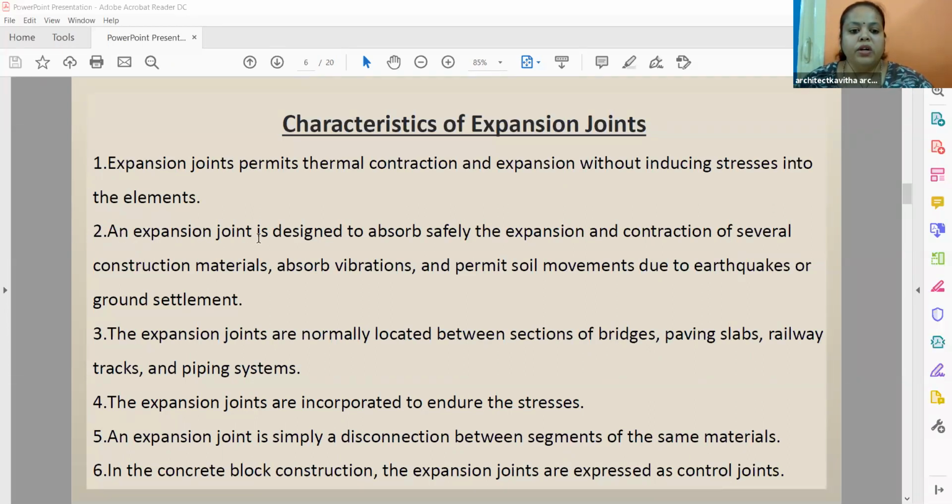An expansion joint is designed to absorb safely the expansion and contraction of several construction materials, absorb vibration, and permit soil movement due to earthquakes or ground settlement. A good example for this point is your flyovers. Flyovers are normally built up. When you're building it, normally a lot of vehicles will be going on. There will be vibration in the buildings, vibration in the flyover.